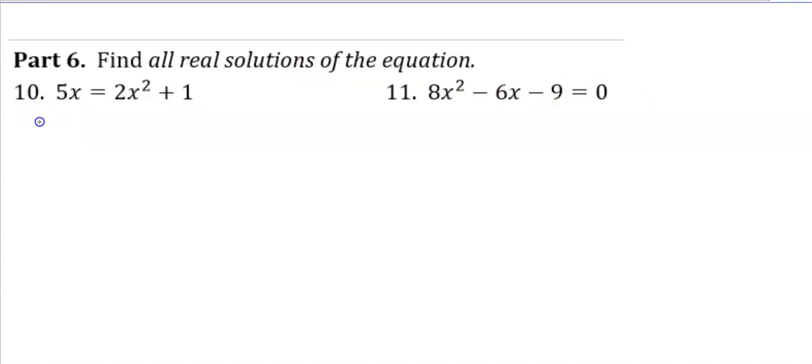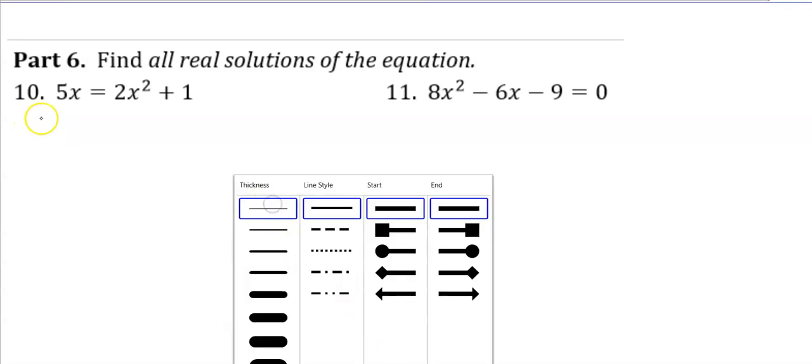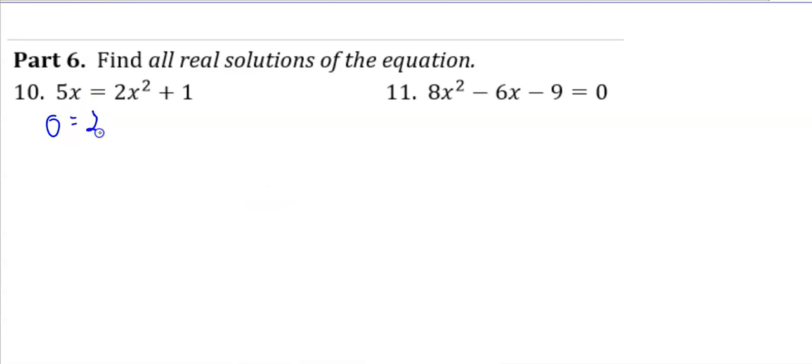So set this equal to 0. So we're saying 0 equals 2x squared minus 5x plus 1. So it doesn't really give us a method, so we could choose whatever we want. Factors of 2 that add to 5, I don't think it's going to factor, so I'm picking quadratic formula this time. Seems like a good choice.